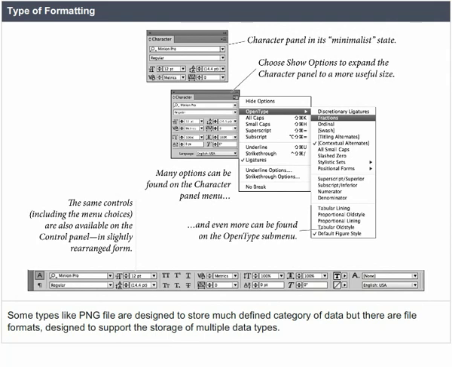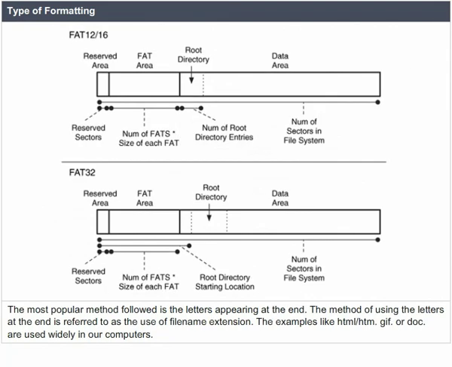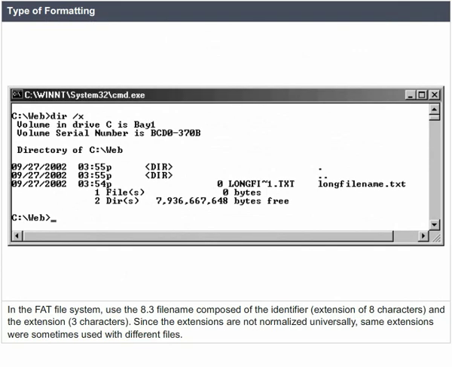The most popular method followed is the letters appearing at the end. The method of using the letters at the end is referred to as the use of file name extension. The examples like HTML, HTM, GIF, or DOC are used widely in our computers. In the FAT file system, they use the 8.3 file name composed of the identifier of 8 characters and the extension of 3 characters. Since the extensions are not normalized universally, same extensions are sometimes used with different files.